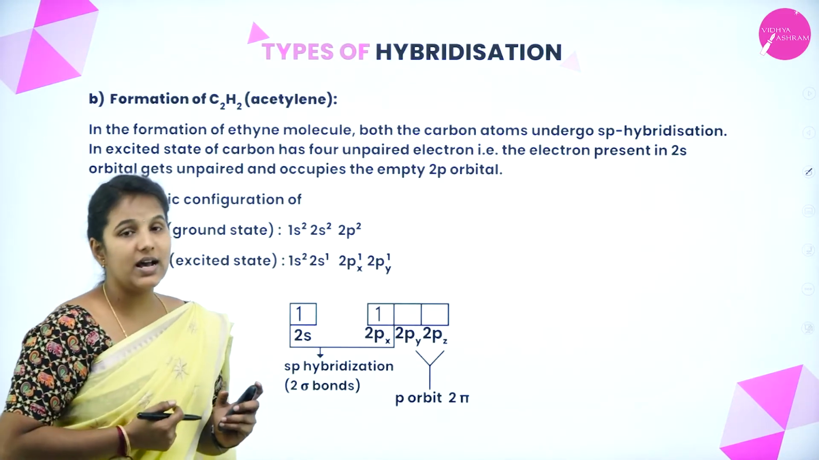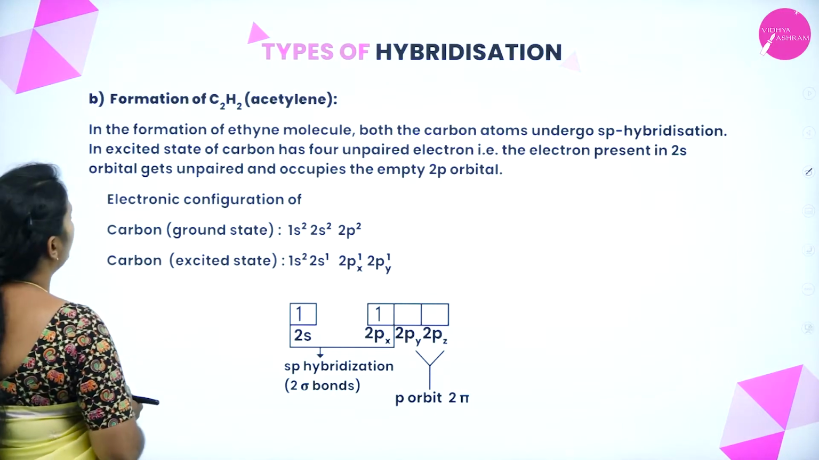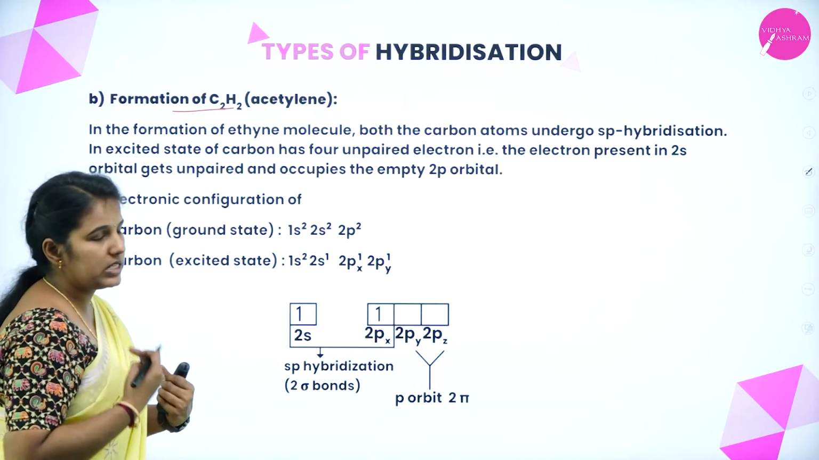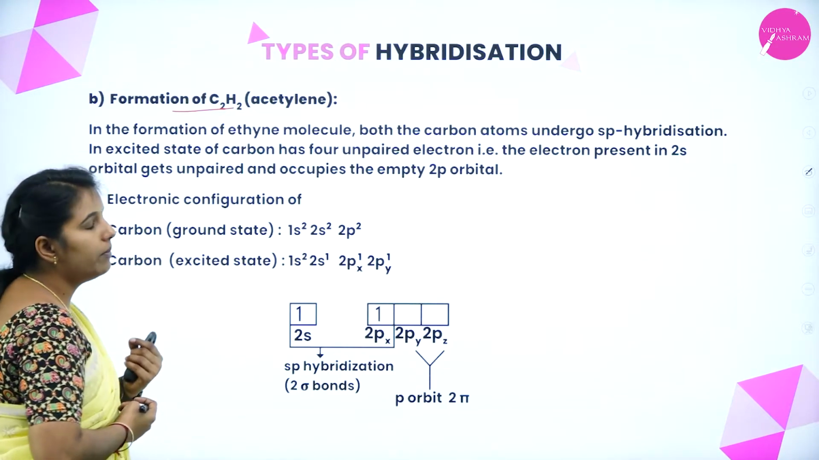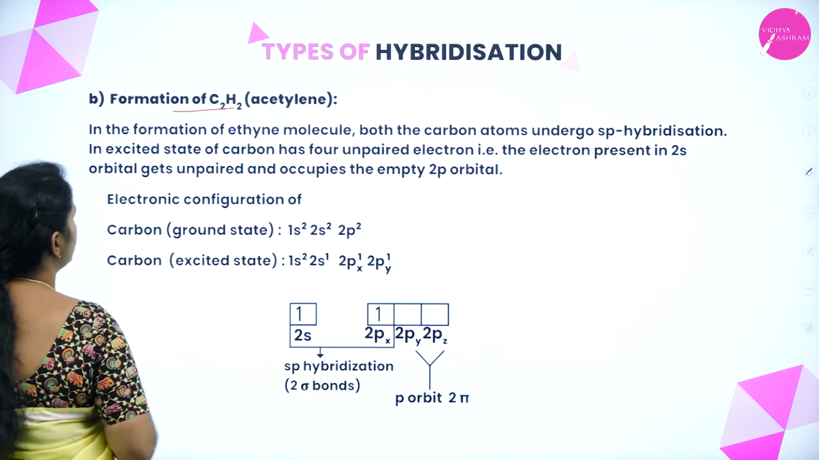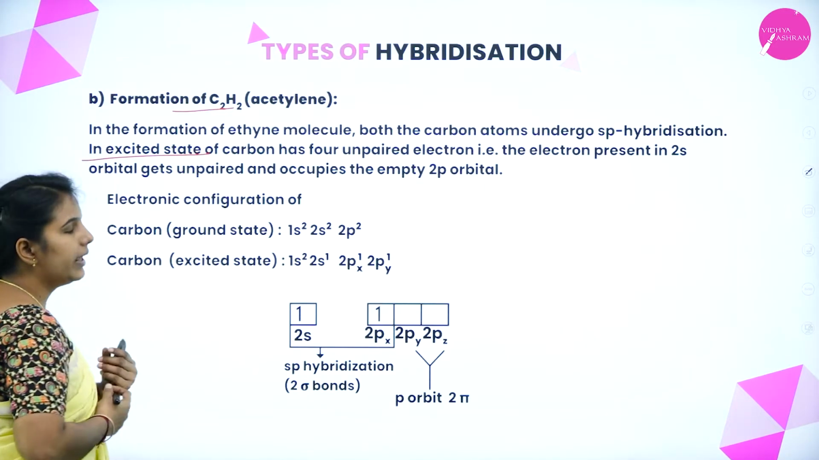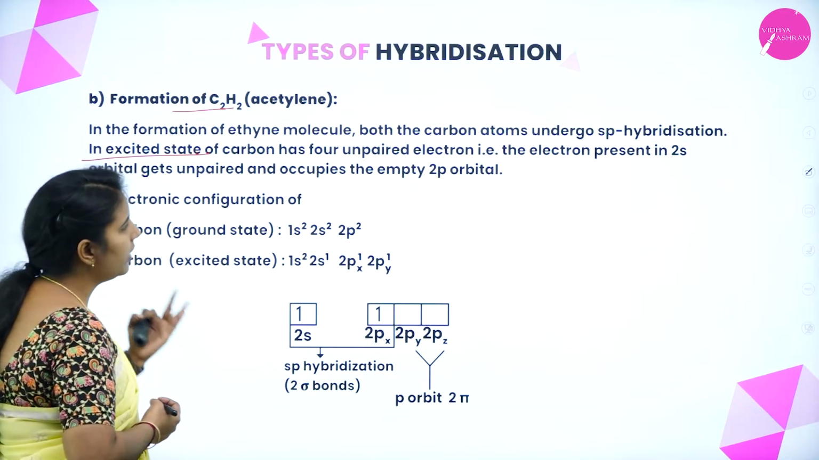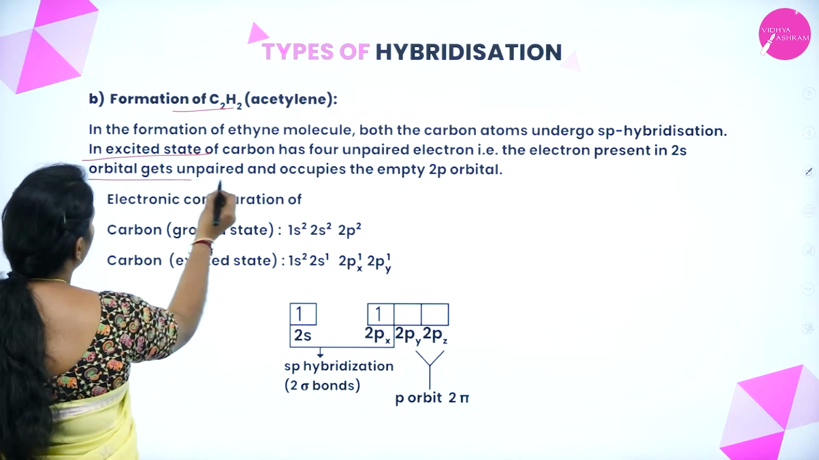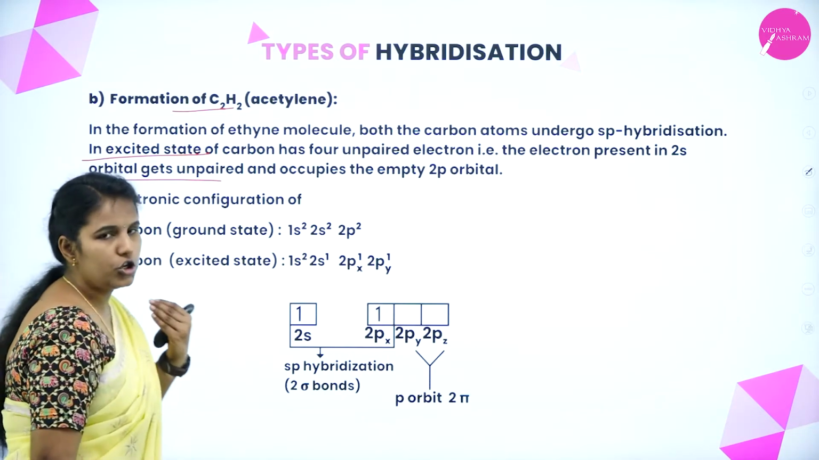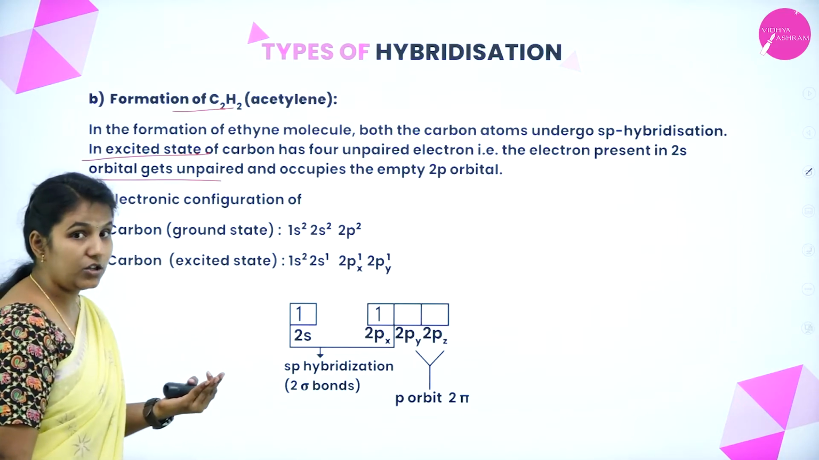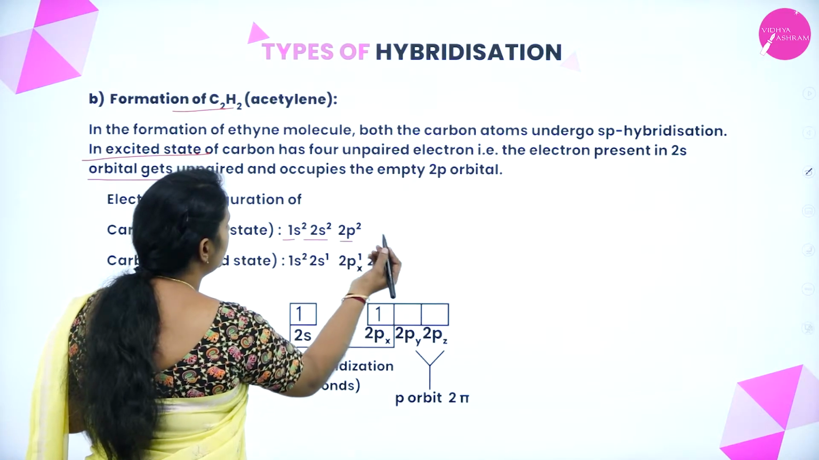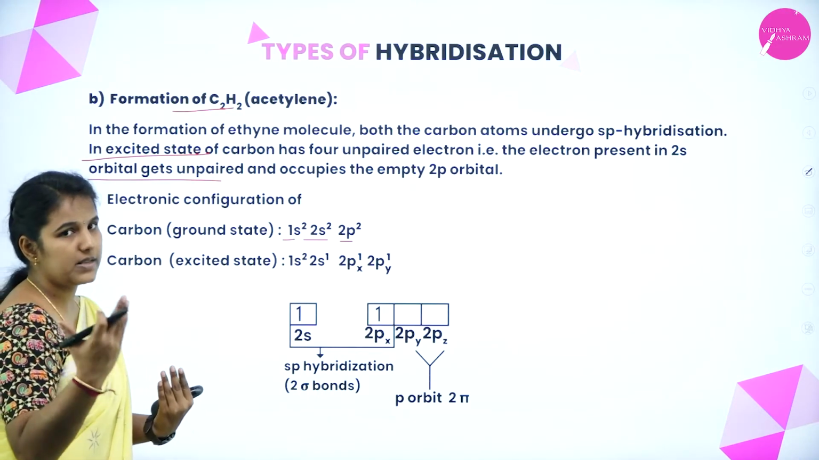We'll take acetylene as a second example, the formation of acetylene, that is C2H2. In the formation of the acetylene molecule, both carbon atoms undergo sp hybridization. In the excited state, carbon has 4 unpaired electrons, that is, the electron in 2s gets unpaired and occupies 2p. So what is the ground state electronic configuration of carbon here? It is 1s2, 2s2, 2p2. There are 6 electrons present in carbon.